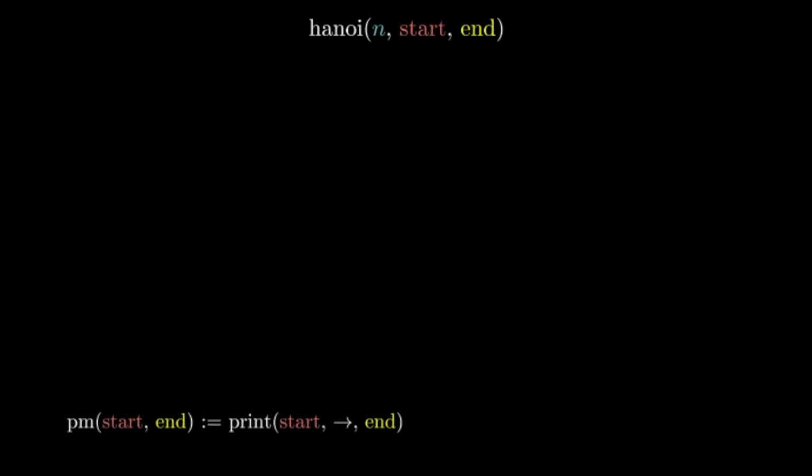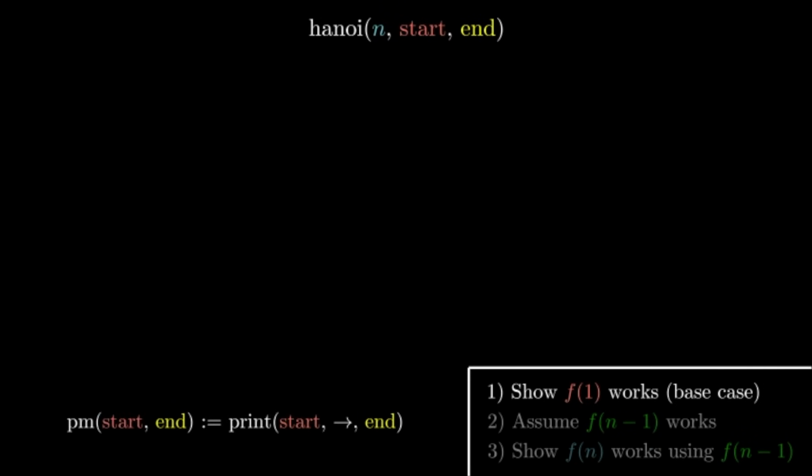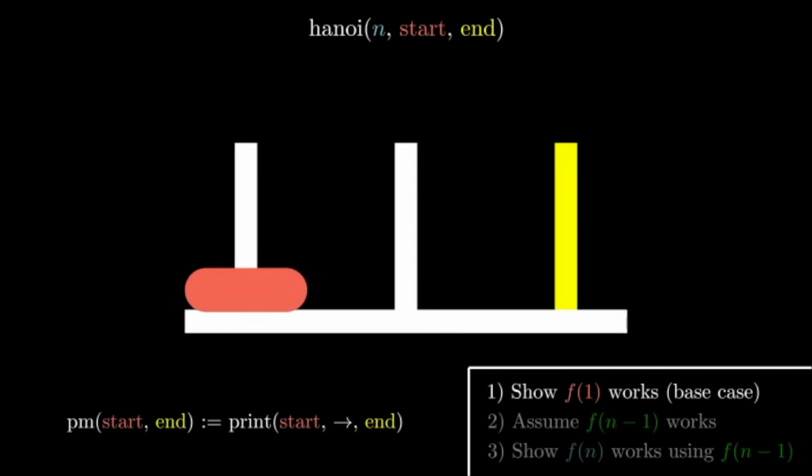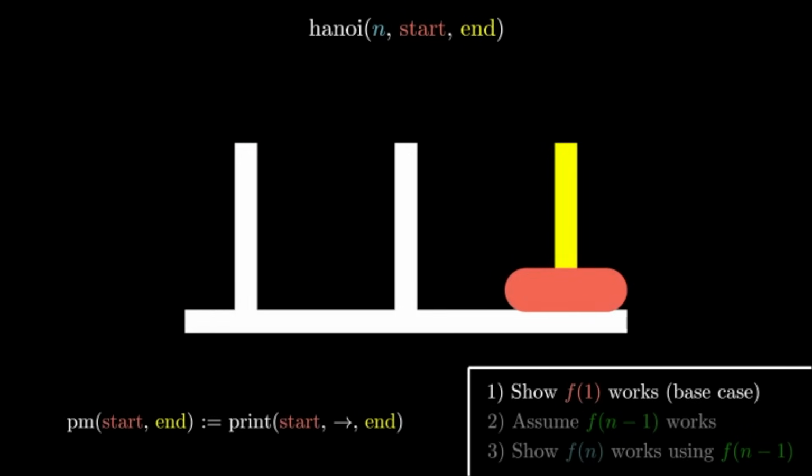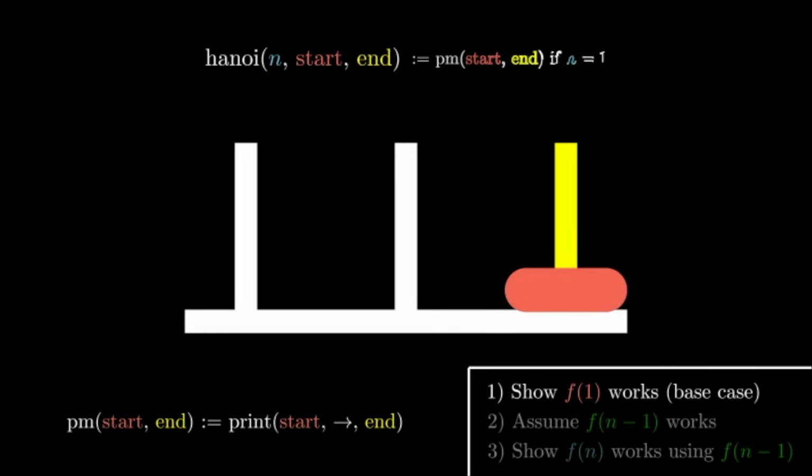So let's now apply these 3 steps to solving towers of Hanoi. Starting with step 1, we want to show how we appropriately handle the base case for this problem when n is equal to 1. That's easy enough, since if we only have one disk, all we have to do is move that one disk from the start to the end. In our problem statement, this is equivalent to calling print move with the arguments start and end. That takes care of step 1.